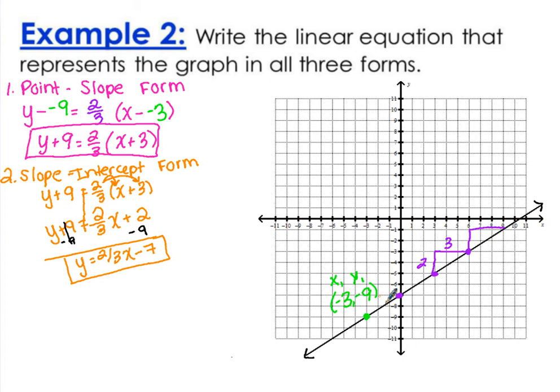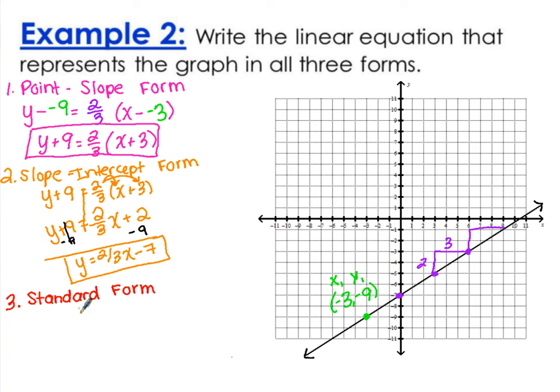And again, you could have just used the graph to see that it crosses at -7 and that the slope is 2/3. The last one is standard form. Standard form is that ax plus by equals c, and again, I can't have any fractions.